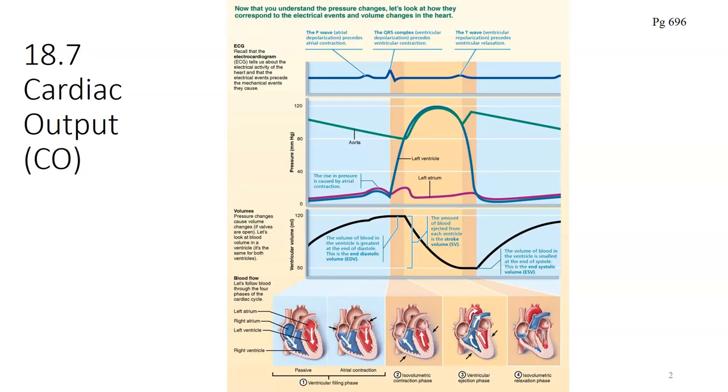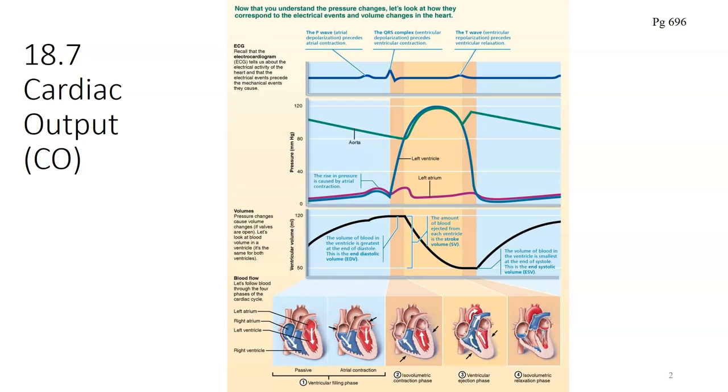Stroke volume is the volume of blood pumped out by each ventricle with each contraction, and it correlates with the force of contraction. That is, the stronger the contraction, the higher the stroke volume. At rest, cardiac output is equal to heart rate multiplied by stroke volume.